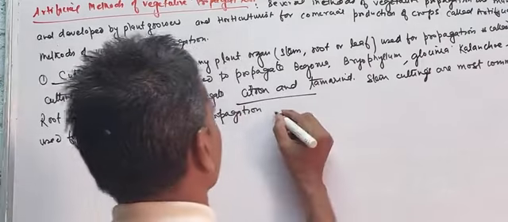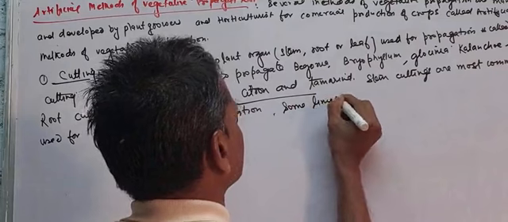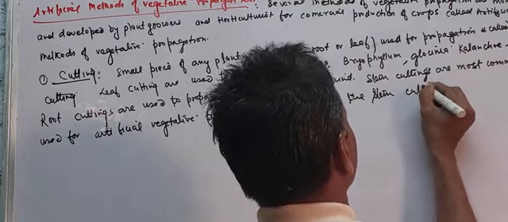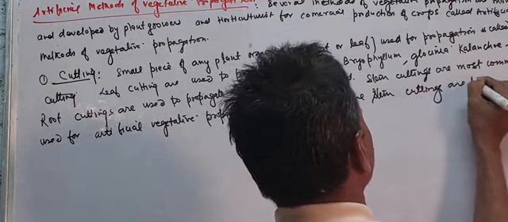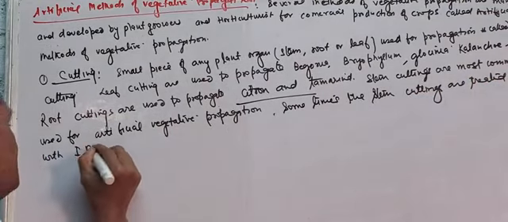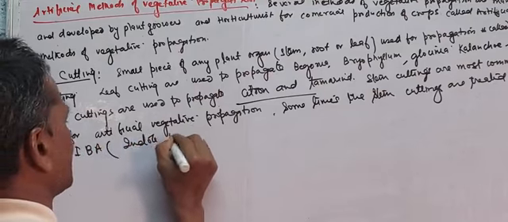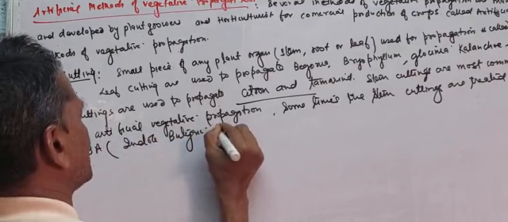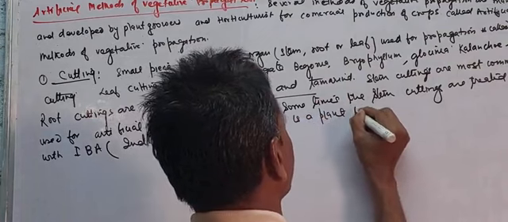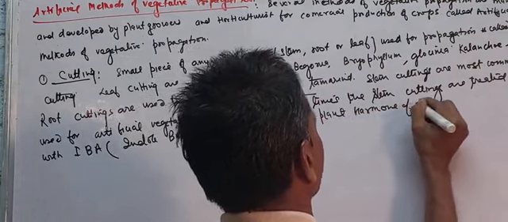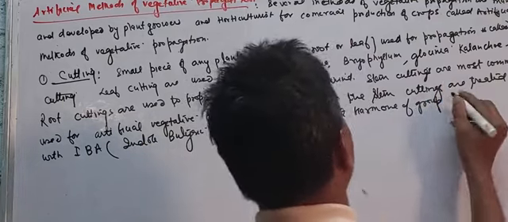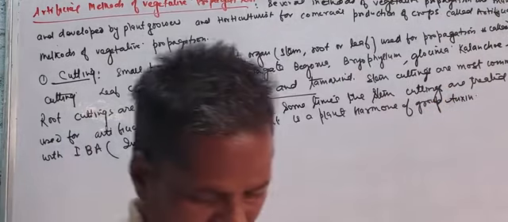Sometimes the stem cuttings are treated with IBA, indole butyric acid, that is a plant hormone of the auxin group.